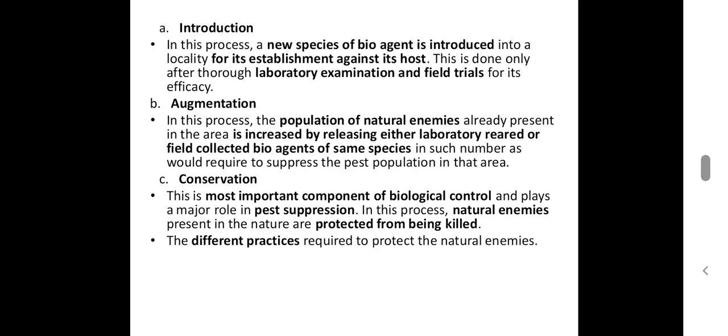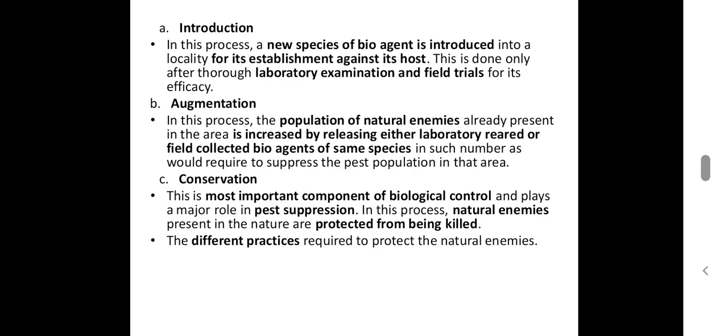Then next is augmentation. Augmentation is nothing but using already present natural enemies and increasing their population. That means here natural enemies are already present against the pest. So in this case, the natural enemies population is increased either by rearing them in the laboratory or rearing them in the field.